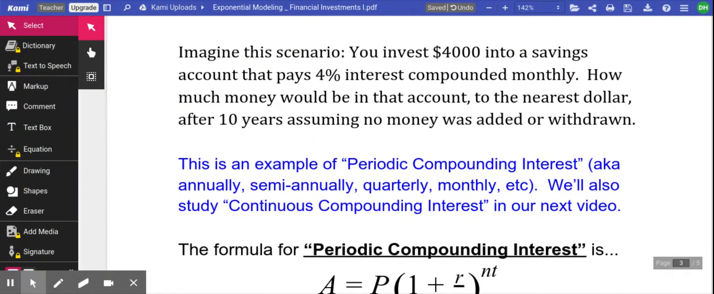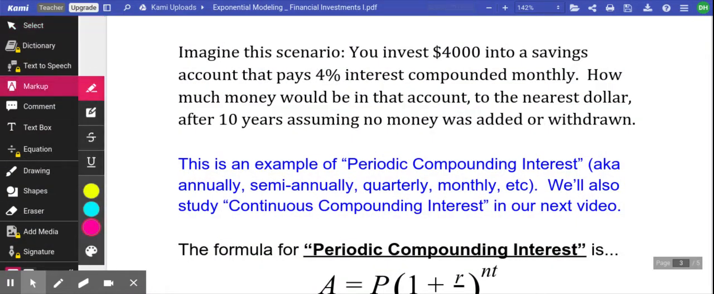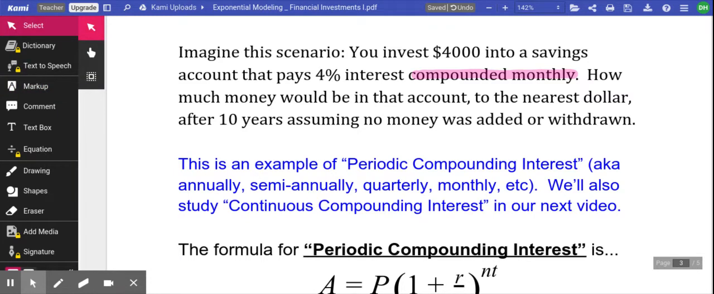I want you to imagine this scenario. You invested $4,000 into a savings account that pays 4% compounded monthly. So we're compounding it monthly. How much money would you have in that account to the nearest dollar 10 years from now, assuming that no money was either added or withdrawn from that account? You just basically made a one-time deposit, you forgot about it for 10 years, and then magically 10 years from now, how much is that account worth? I think you're going to be pleasantly surprised.